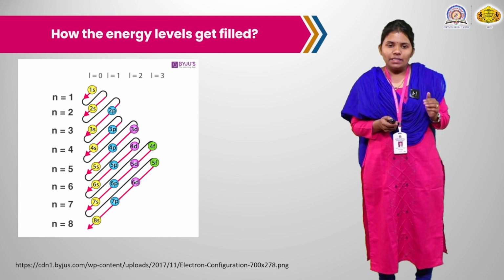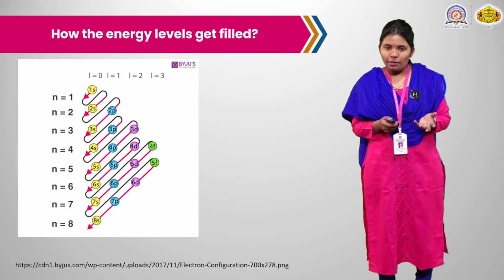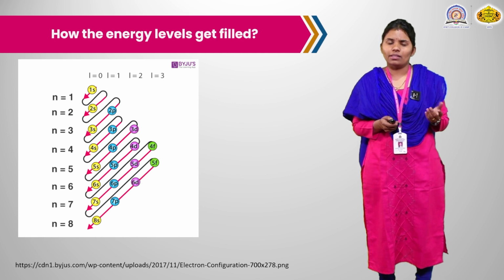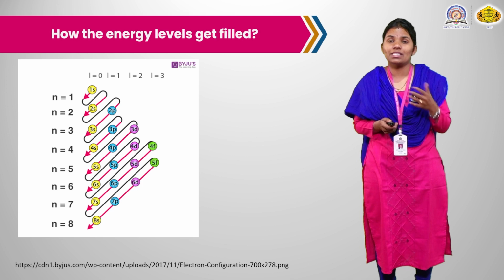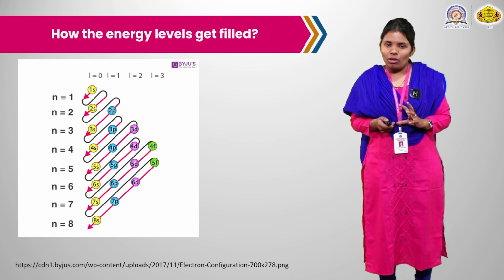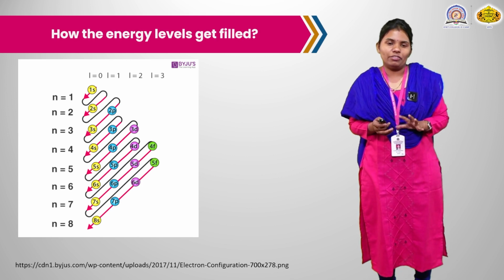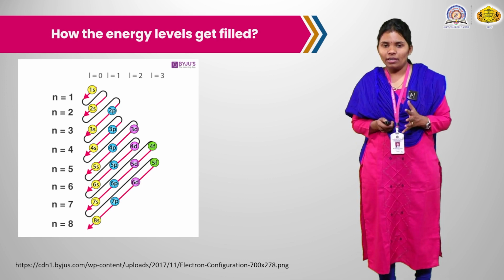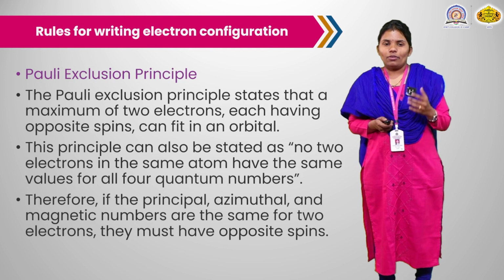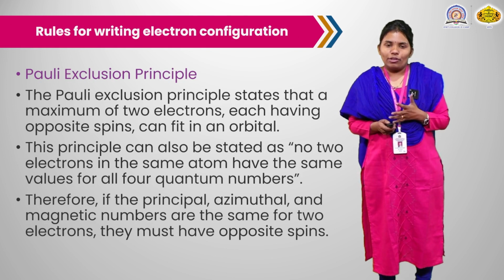S, P, D, F are the atomic orbitals. We have seen that the S orbital has a maximum capacity of 2 electrons, the P orbital a maximum of 6 electrons, the D orbital a maximum of 10 electrons, and the F orbital 14 electrons. So, what are the rules to write the electronic configuration?